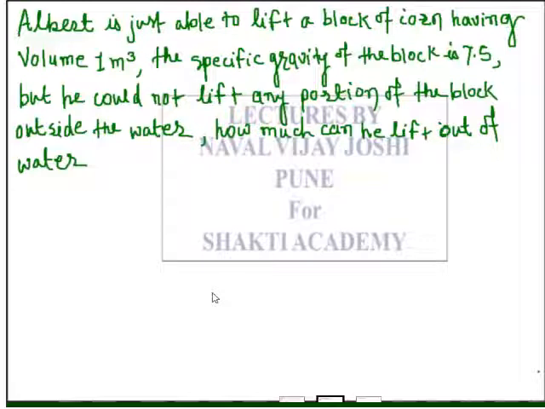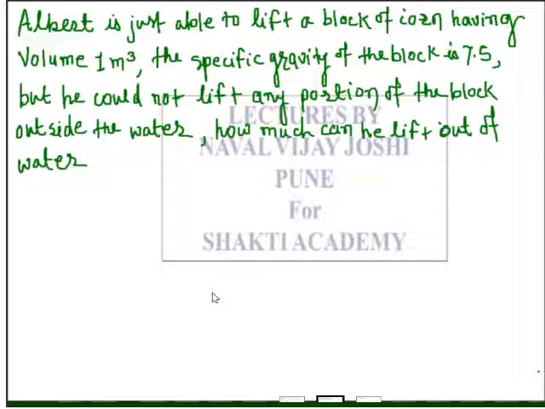See, when we are going towards numericals, we must know everything regarding those concepts, and that's why I would suggest you, if you are not aware of any term in these numericals, then go through my previous videos. You would understand it properly then. Here I would obviously tell you the meaning, but it is better for you to understand by yourself. Okay. Then the specific gravity of the material of the block is 7.5. But he could not lift any portion of the block outside the water. Remember that. Then they are asking us how much he can lift out of the water.